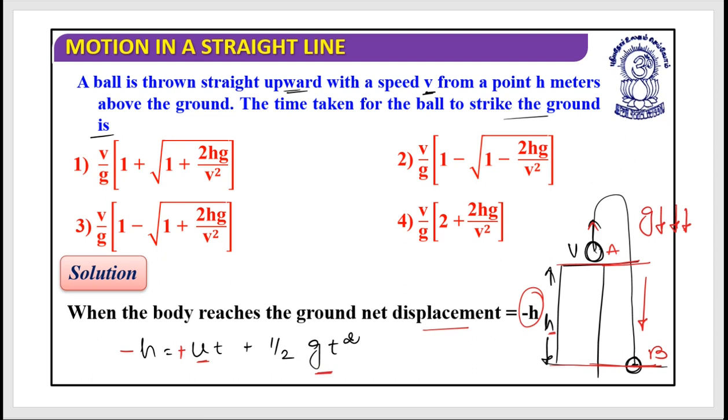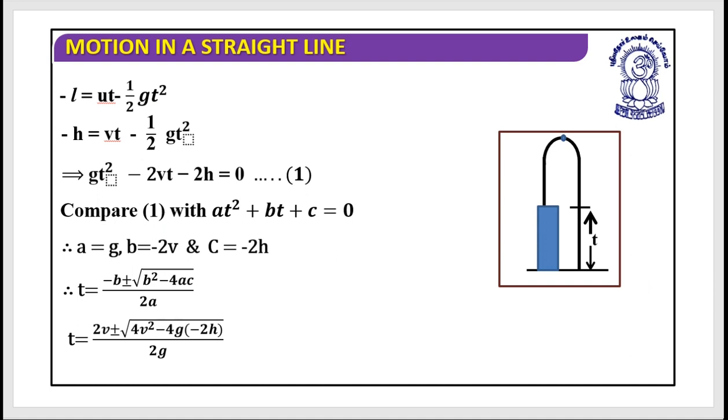So what we have done is minus h equals ut minus half gt square. The u they have given as v, so I have written minus h equals vt minus half gt square. If I solve this, we get minus 2h equals 2vt minus gt square. So if I solve this, it is gt square minus 2vt minus 2h equals 0.